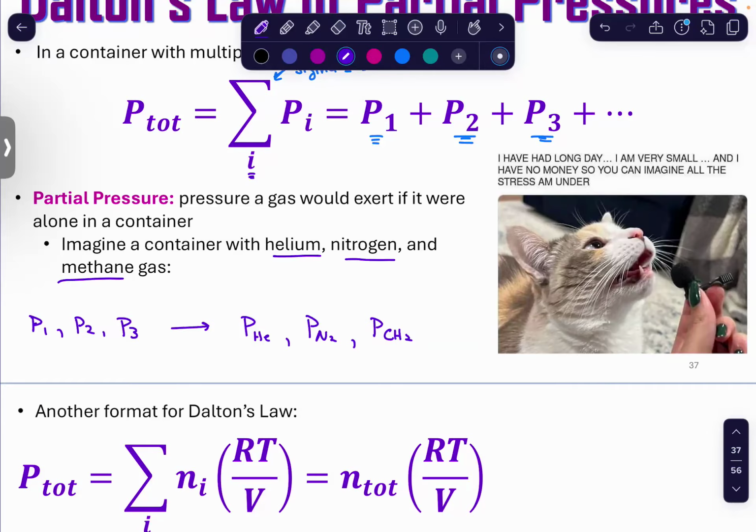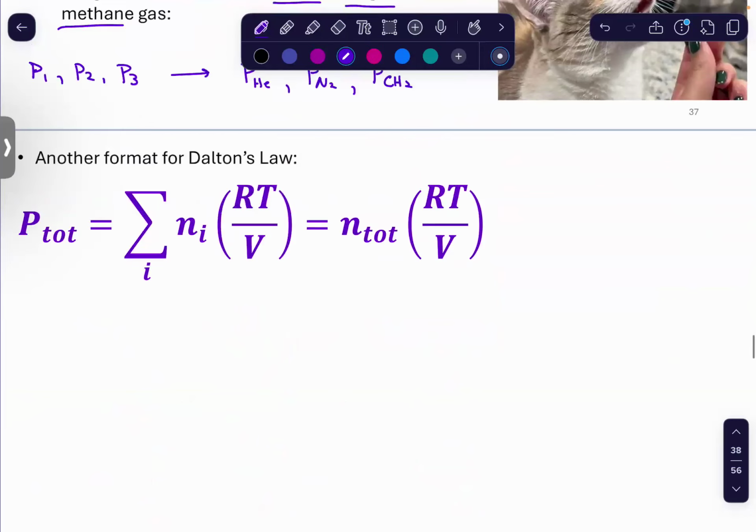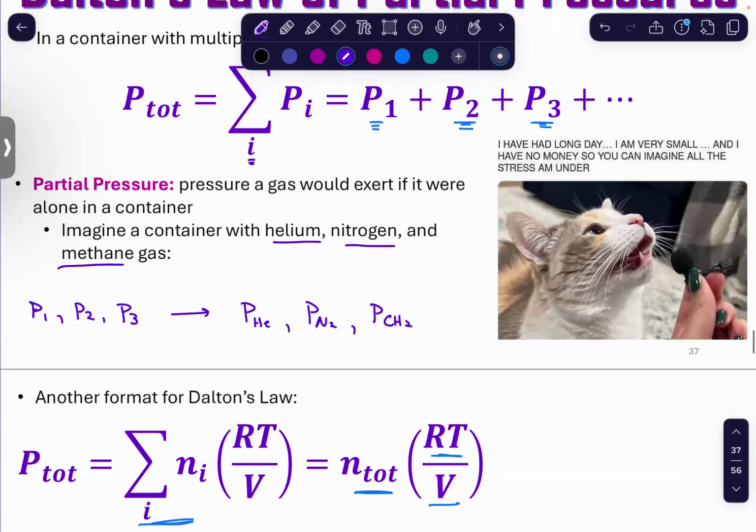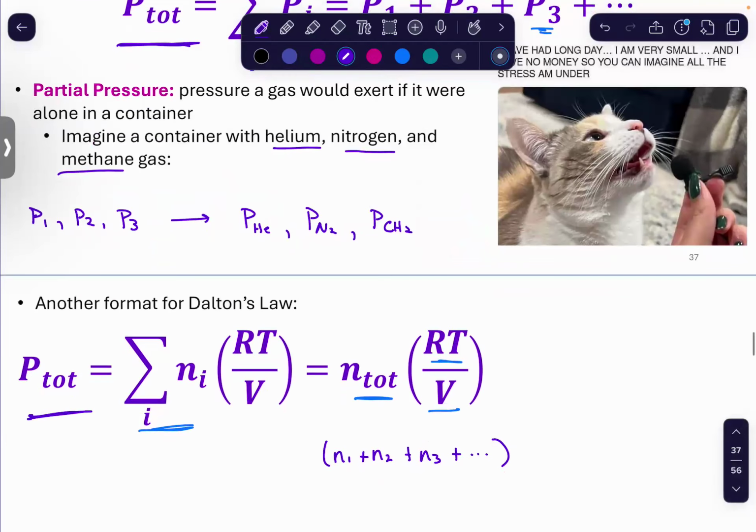Now, another way to write Dalton's law is you could have n total, which is number of moles, times RT over V. And of course, in total, you see your sum here over your various moles. So this would be like n1 plus n2 plus n3, so on and so forth. That's your n total. Now, I did leave space here to do the derivation to get from here to here, but that's actually going to be part of your next homework assignment.